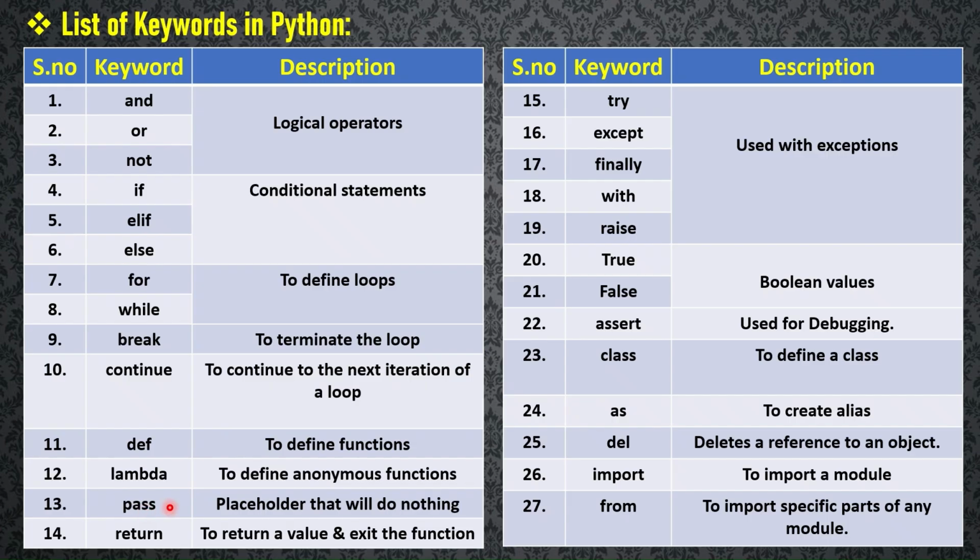And pass. Pass is a placeholder that will do nothing actually. So whenever you want to pass some statements, then we can make use of this pass. Pass, it will do nothing. It's just a placeholder kind of thing. And return keyword. Whenever this return keyword is used inside functions, it returns some value back and exits from the function. And these try, except, finally, with these 4 keywords, mainly we can come across them while handling exceptions.